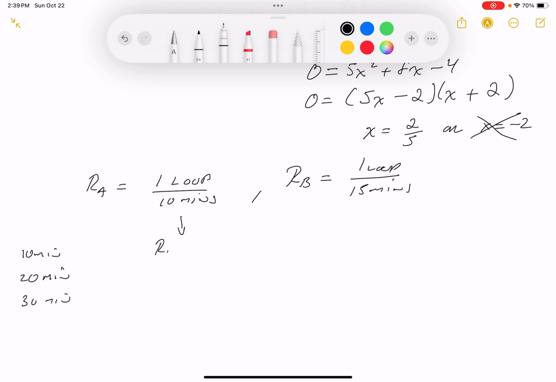So at 30 minutes, RA is back home, right? And he's done 3 loops. RB is back home, and he's done 2 loops, 30 minutes. Let me go back to the question, make sure that's what they asked for, and how many minutes will they be at the starting point in 30 minutes, and we're done. Thank you.